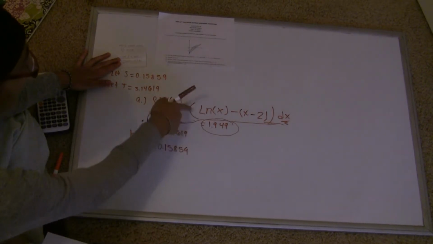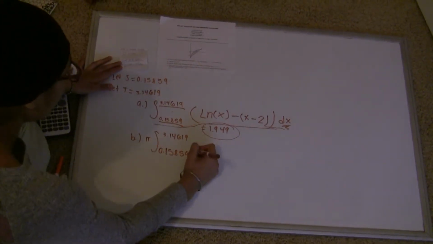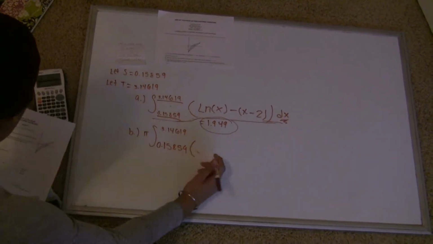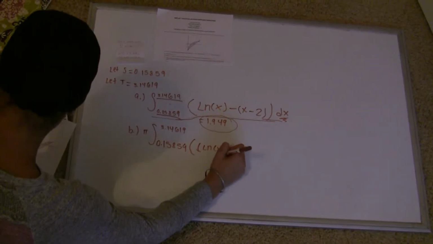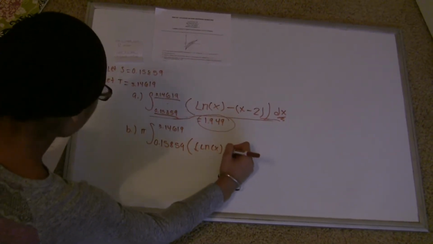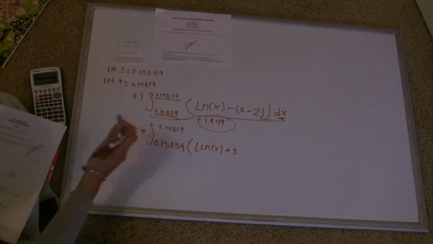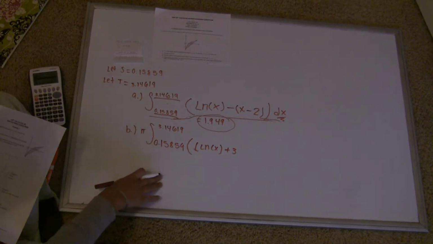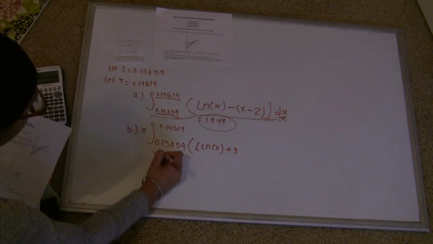So we already know what our big R is and what our little r is, so we just need to square those. Let's do that. We're going to get ln x plus 3. The reason we're doing plus 3 is because it says to find the rotation about the horizontal line when y equals -3.